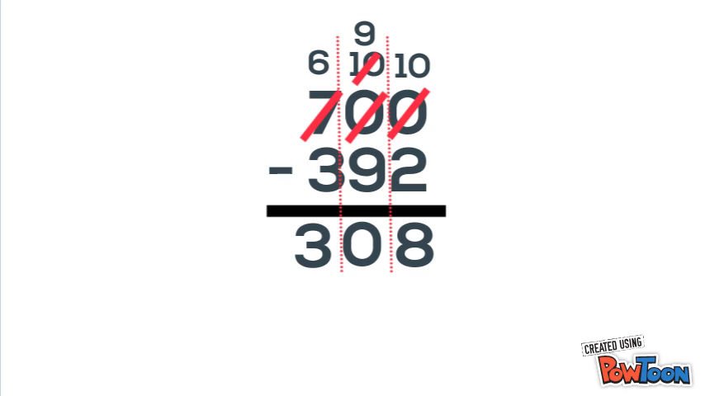So remember, when you have a zero number that you're subtracting from, first you must rename or regroup it before you subtract.